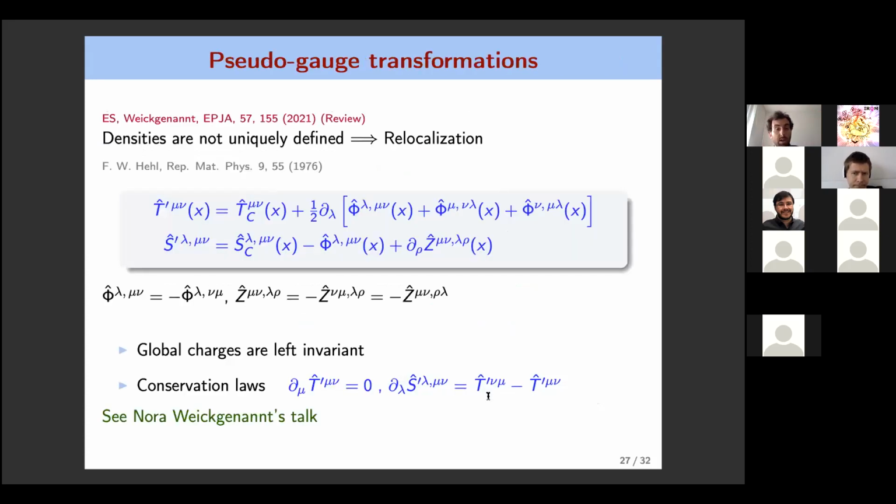Here I will not talk much about this. I will refer to Nora Weickgenannt's talk on Monday. But this energy momentum and spin tensor suffer from some ambiguity in the definition. These are called pseudo-gauge transformations. So we can reshuffle these densities such that the total charges are left invariant, for example. But okay, I will not really focus on that. Just to say that there is this ambiguity, and one has to somehow make a choice of this pseudo-gauge.